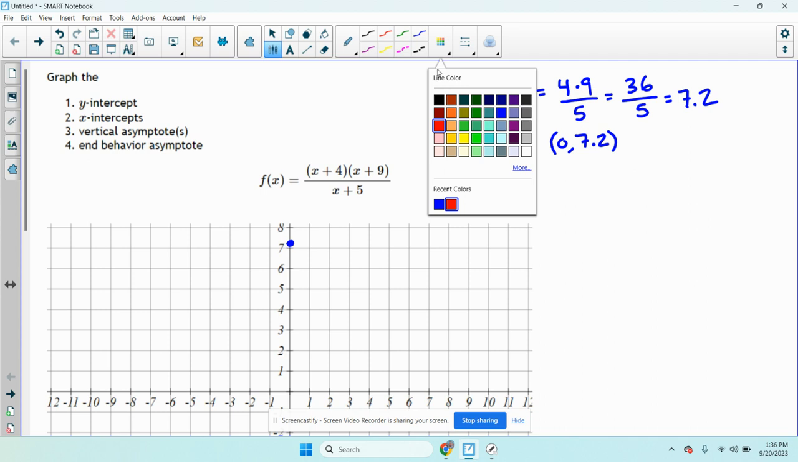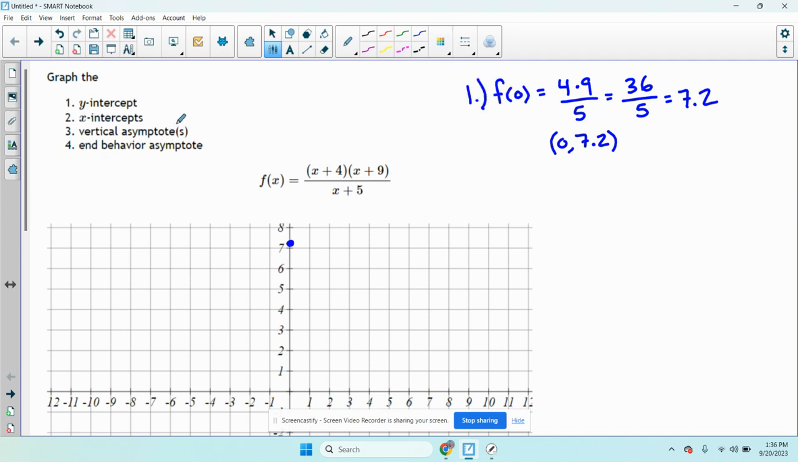I'll do the next one in a different color. The x-intercepts are what we get when the function itself is 0. So I'm going to set this equation equal to 0: x plus 4, x plus 9, all over x plus 5. So we don't need to worry about the denominator right now. We know that x equals negative 5 is not going to be in our domain, so we're not going to get that as an answer.